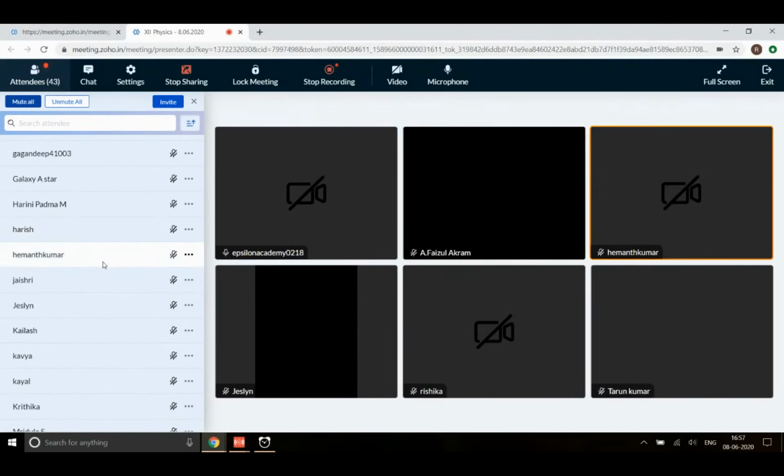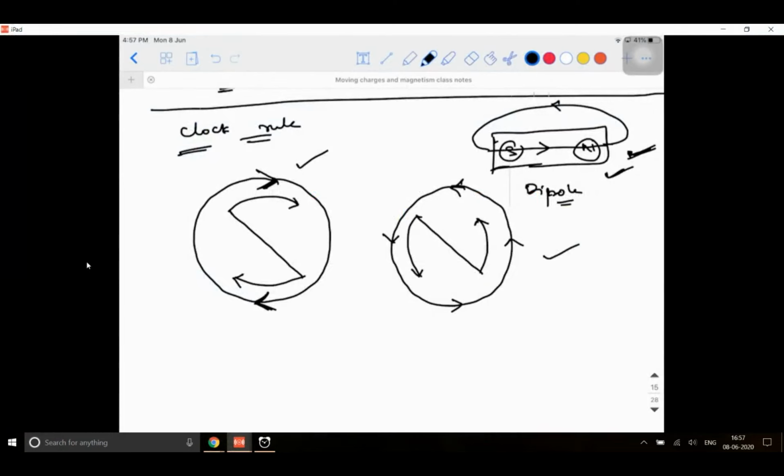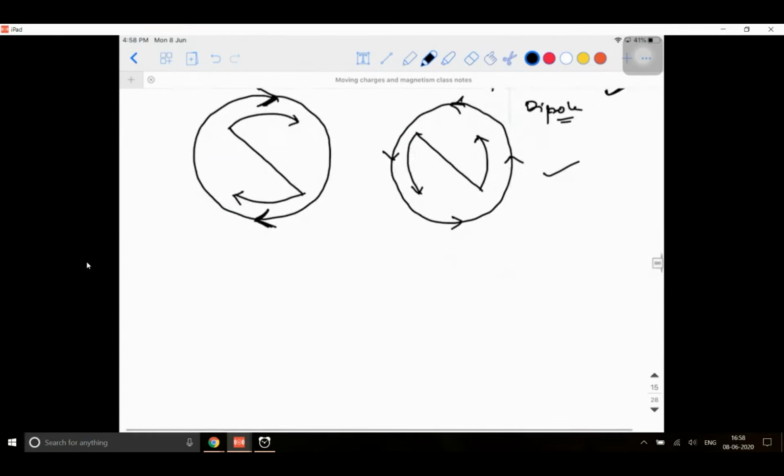Sir, actually, regarding the clock rule, why exactly are we considering clockwise as south pole and anti-clockwise as north pole? Because you have a mathematical reason for it also. When I take the clockwise direction, this is the direction of dl, and this is the direction of the r vector.